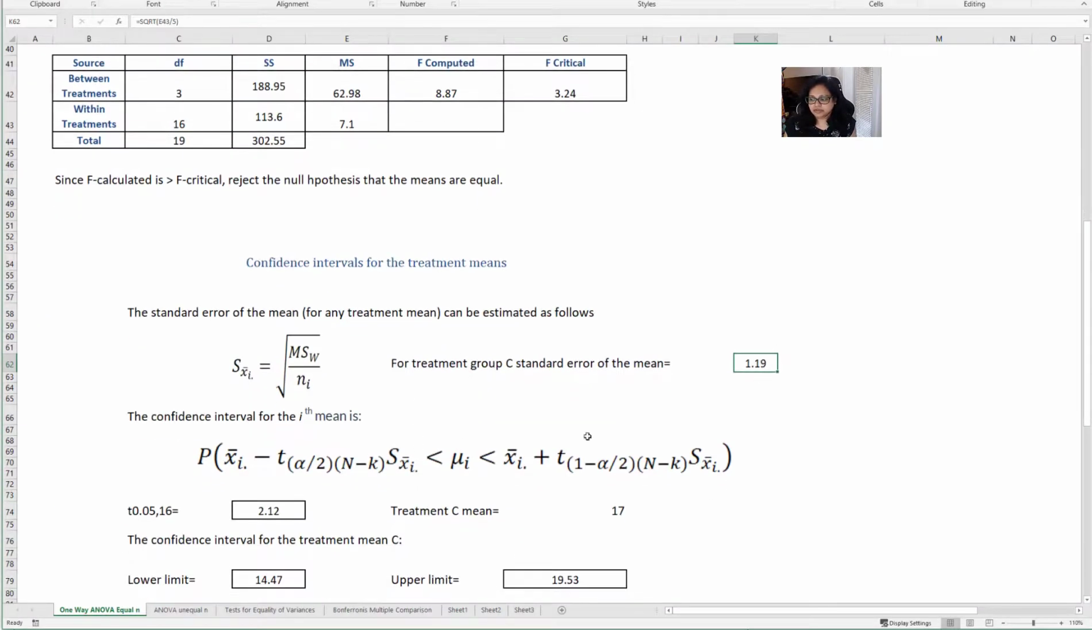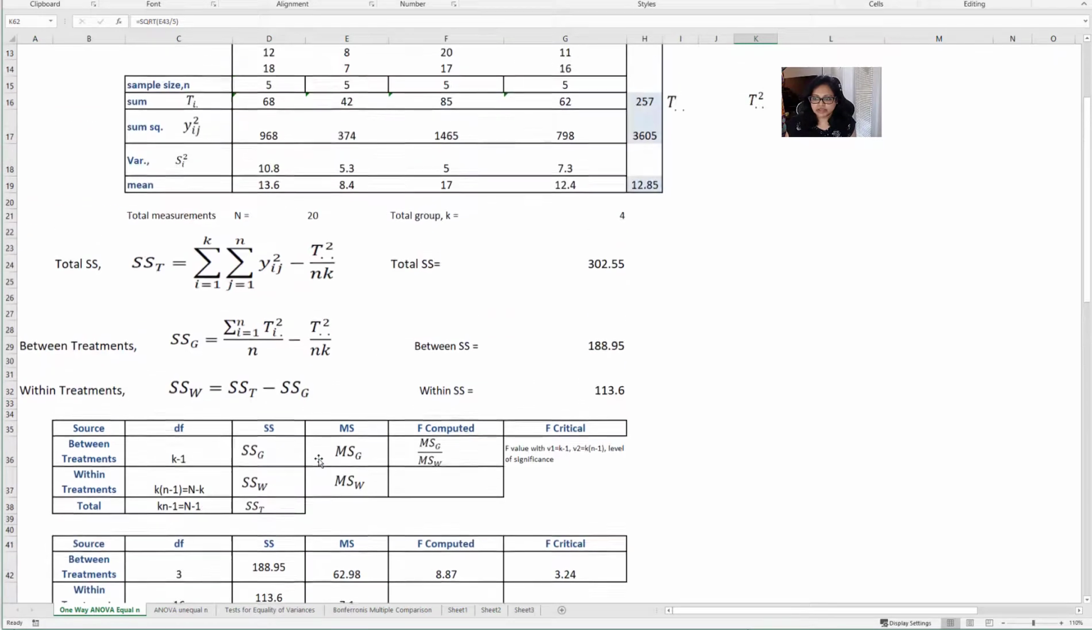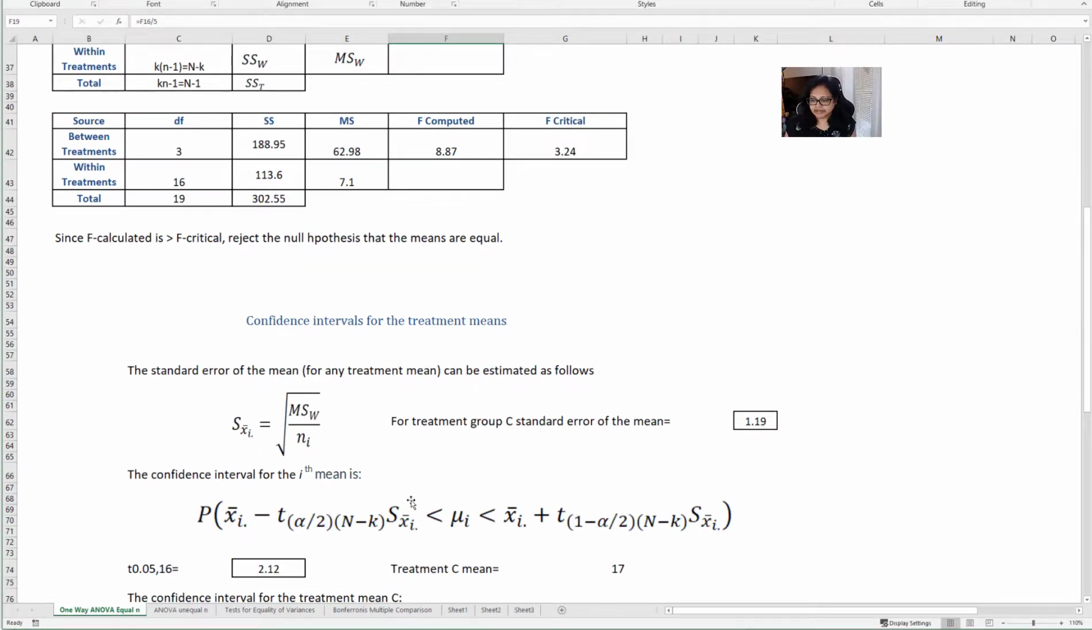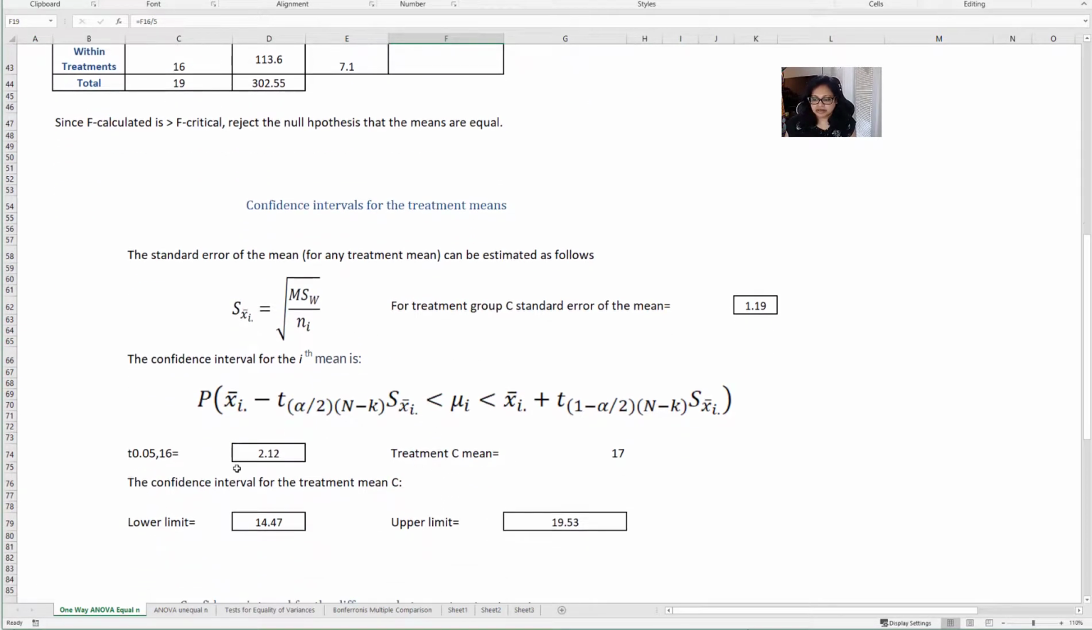So we found the standard error of the mean, and we know the mean of treatment group C is 17, and 1.19 is the standard error of the mean. Now we need to find the T value. Since we are using a two-sided test, it's not a test, it's the confidence interval, but in the confidence interval we have to use both sides. So that's why you have to find the T value for two-sided.